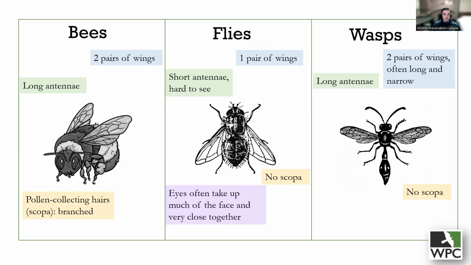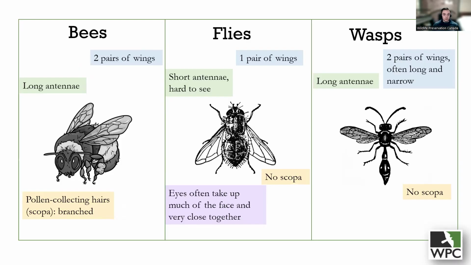Another distinction between flies from bees and wasps is the face. So when we look at the face of a bee, a fly, or a wasp, what we notice is that the face of flies is comprised mainly of the eyes. So the eyes take up much of the face on a fly, and they're often very, very close together.